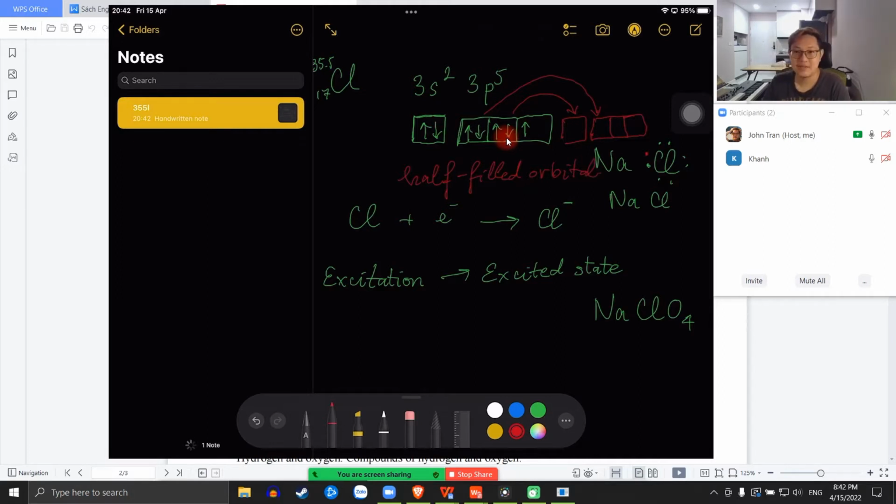We have a lot of half-filled orbitals if the electron jumps to the empty upper orbitals. And that can create the situation that we see down here: sodium, chlorine, and 4 oxygen. So if I write it, it should be like this.